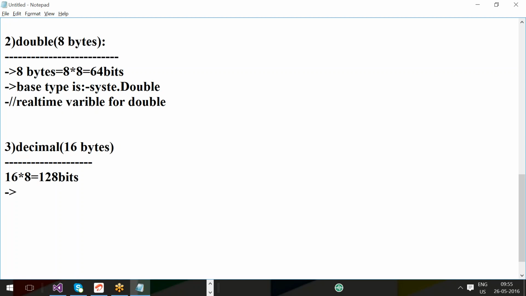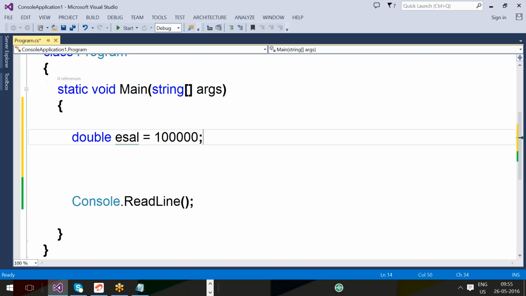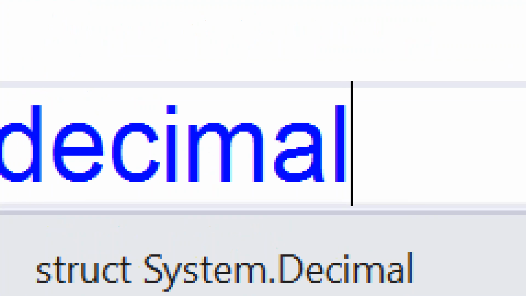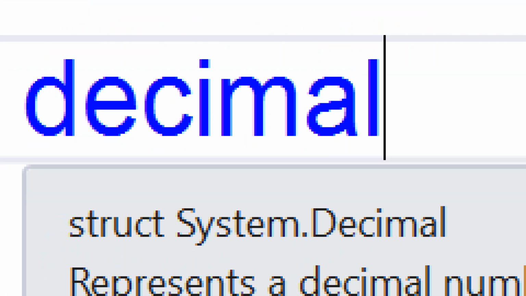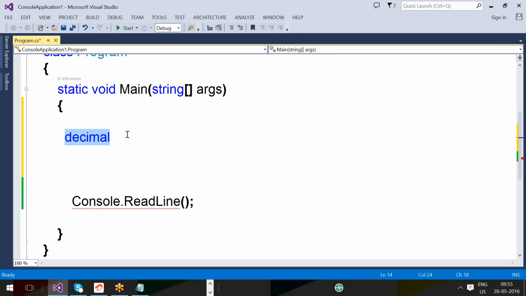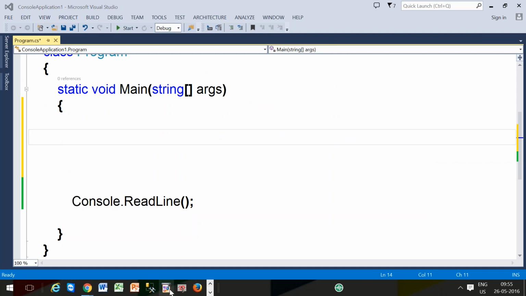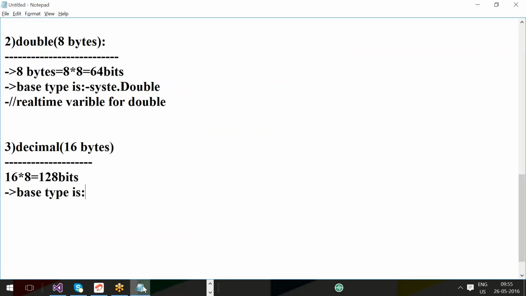Now, the base type of decimal is System.Decimal. Here the d is small, and here the D is capital. Base type is System.Decimal. Next, let me check the decimal example.